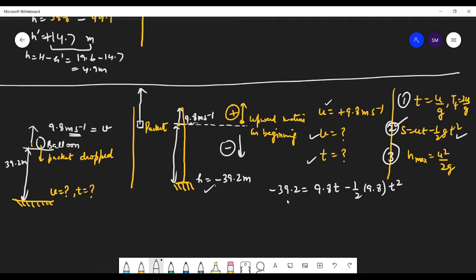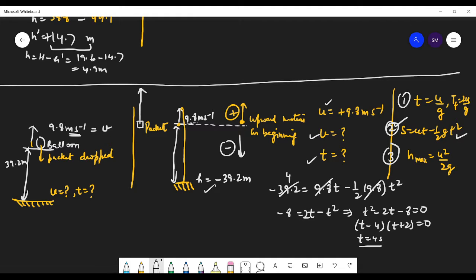So what do you get, students? Solve it out. Come on. Cancel out 9.8 with 9.8, and this is 4.9, you know it, right? So what do you get? Minus 8 is equal to 2t minus t square. So you get a quadratic equation: t square minus 2t minus 8 is equal to 0. Come on, t minus 4 and t plus 2 equal to 0. So t cannot be negative. So t is equal to 4 seconds.